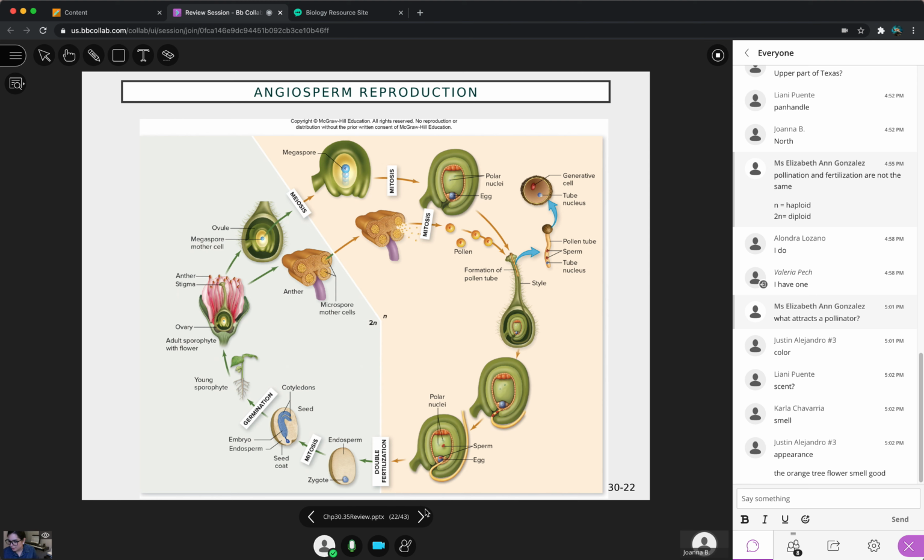So here's how they reproduce. It's kind of similar. There's only one thing that I really wanted to highlight on this slide. We talked about how the pollen goes down the stigma to the style all the way to the ovary, but on the very bottom of the picture, there's this term called double fertilization. On the next slide, I'm going to go a little bit more into that.